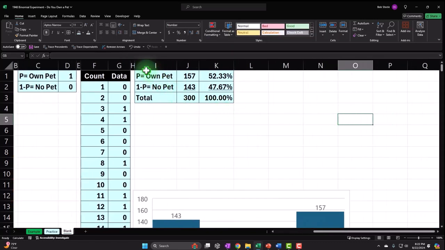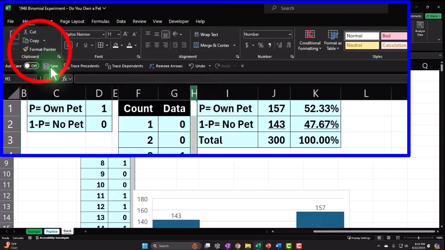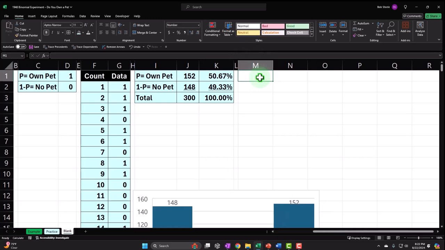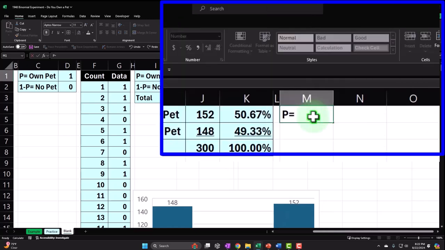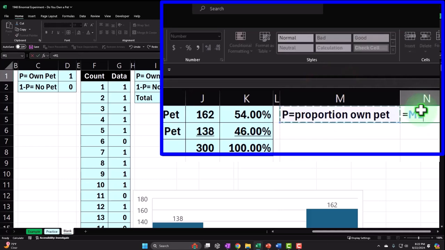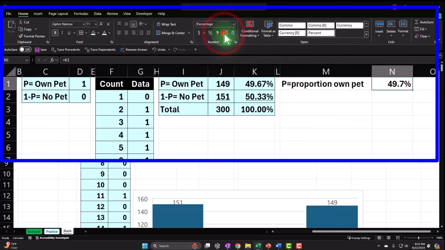Okay, so let's go to this one here, make a skinny. I'm going to go to the home tab, clipboard, skinny, skinnerize the L, and then we'll say this is going to be P, which is going to be once again the proportion that own a pet. So based on our sample, we're going to say the proportion that owns the pet is going to be this 54. It's going to keep on changing, but we're just going to say there it is. I'm going to percentify it and then add some decimals.